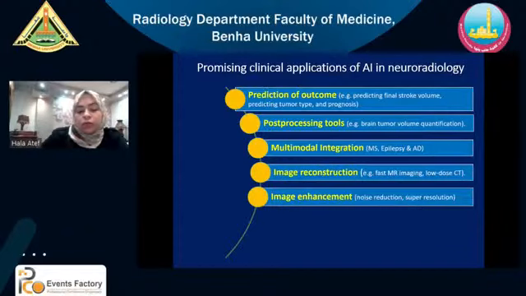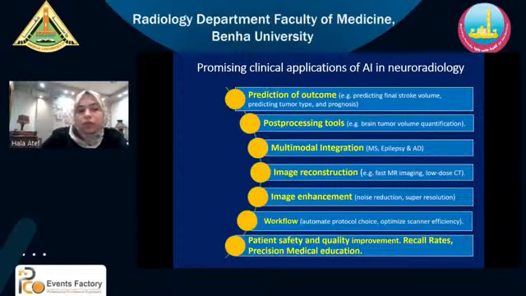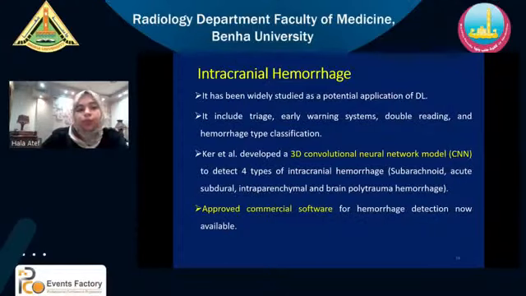It has a role in image enhancement by reducing the noise and giving us a super resolution image, and increasing the workflow by automating protocol choice and optimizing scanner efficiency. It has a major role in patient safety and quality improvement, reducing the recall rate, and it has a major role in precision medical education.